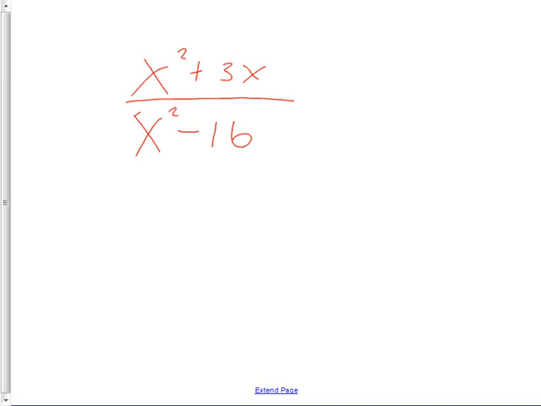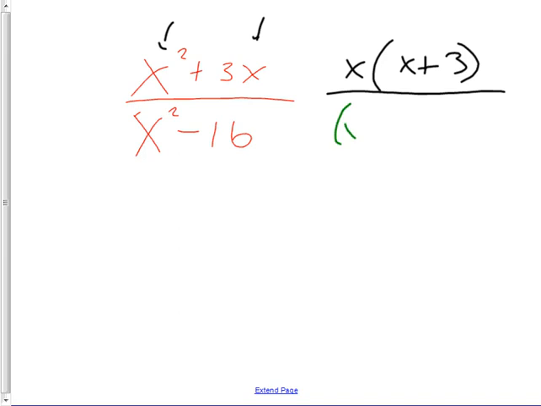Okay, here's what I was going for. You get how there's an x in both of them? X comes out. X plus 3. On the bottom, that is a classic pattern called difference of squares. I've had these on my top 20 sheet to remind you about them. X plus 4 and x minus 4. There we go. I got it factored.